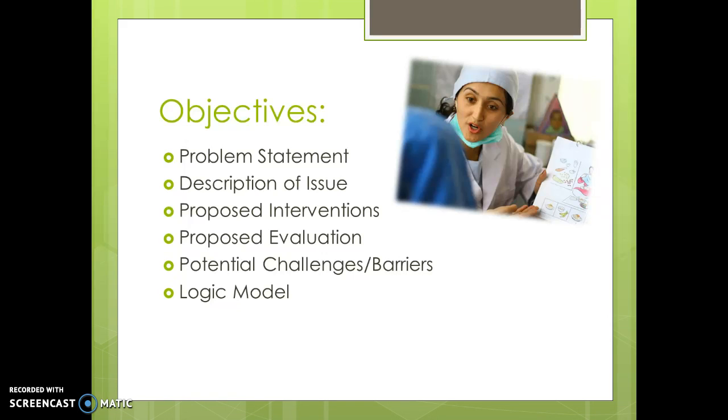Our objectives today will be to examine the problem, what it is, and the methods to improve outcomes. We will explore the proposed interventions based on current evidence-based practice and how to evaluate those interventions to determine if they were successful or not. We'll look at some of the potential challenges and barriers that may hinder our interventions. And finally, we'll examine the changes that are hoped to be achieved through use of a logic model.